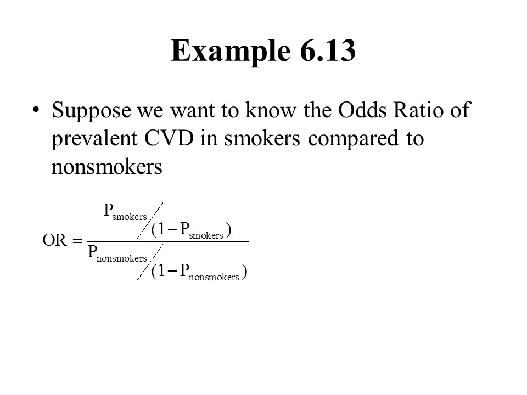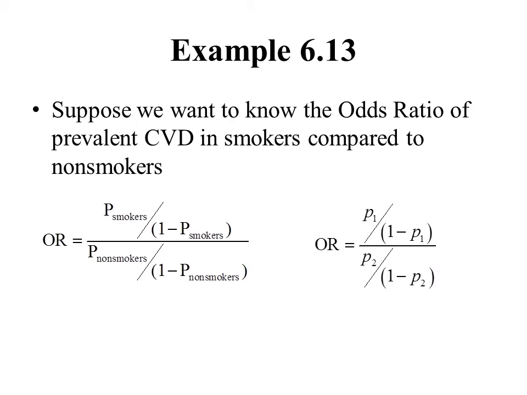All right, in our next example, we're going to look at our last type of confidence interval. Suppose we want to know the odds ratio of prevalent cardiovascular disease in smokers compared to non-smokers. So the odds ratio, as we defined it back in Chapter 3, was this. We're going to take our prevalences from our exposed and unexposed populations and divide them, and that's how we get our odds ratio.